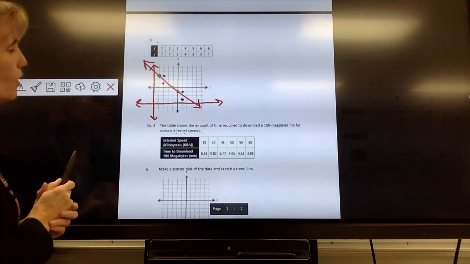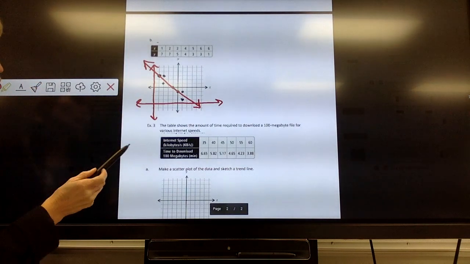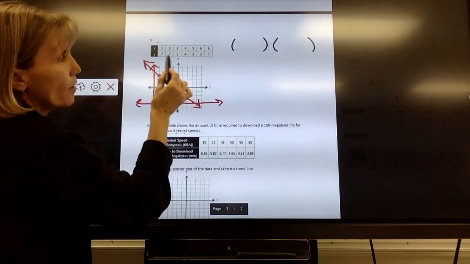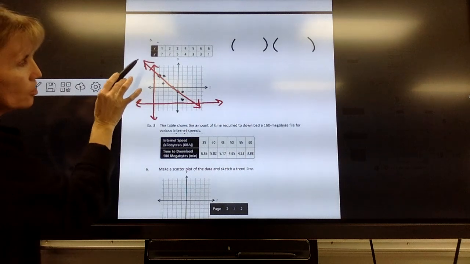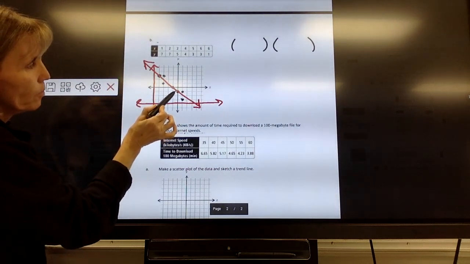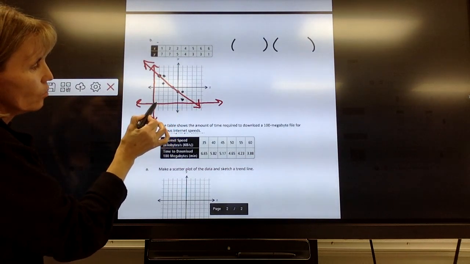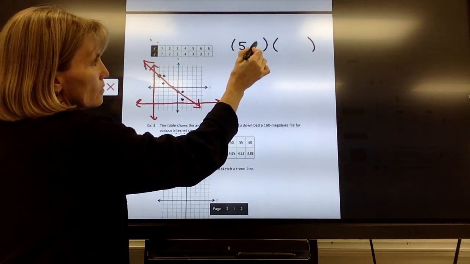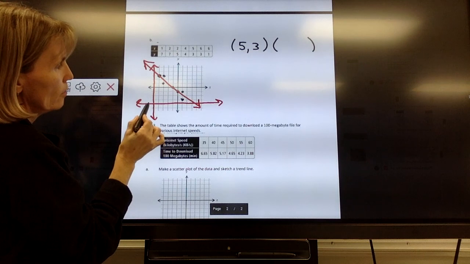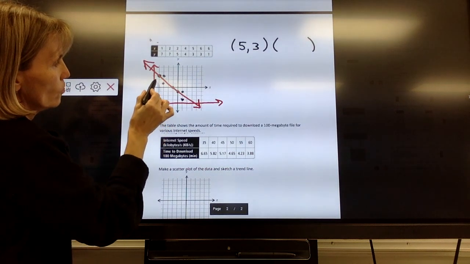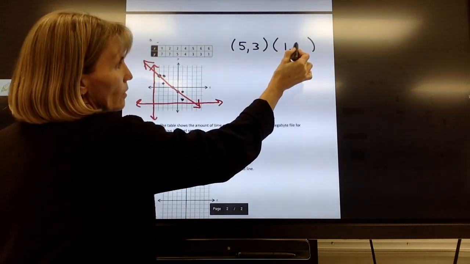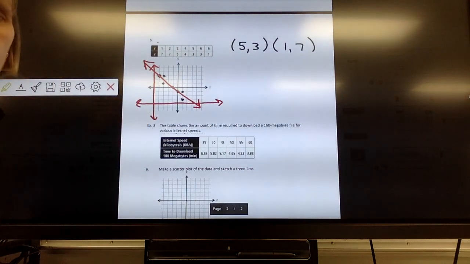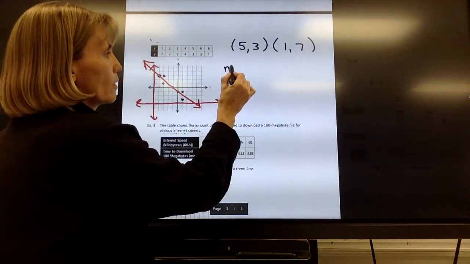Now I want to write the equation to that line. So in order to write the equation, I've got to pick 2 points that are on the line, and keep in mind they don't have to be in the table. They just have to be on my red line. Got a point right here that's, for me, at 1, 2, 3, 4, 5, 3 is on my red line, and let's go 1, 1, 2, 3, 4, 5, 6, 7. 1, 7 is on my line. Those 2 points are definitely right on the line, so I'm going to use those to find my slope.